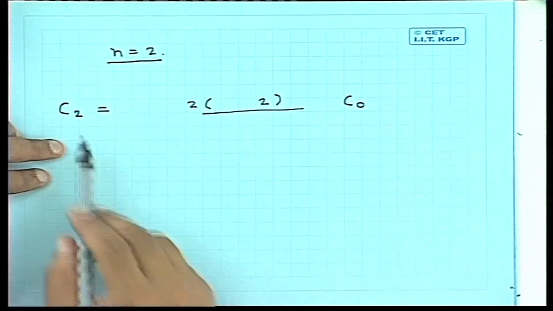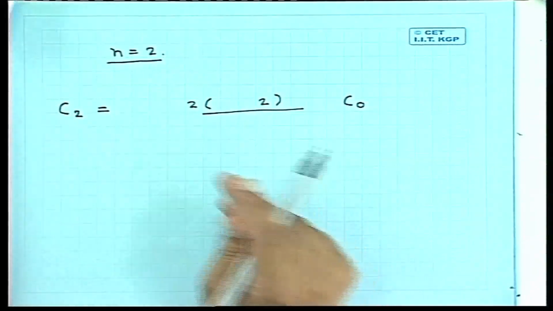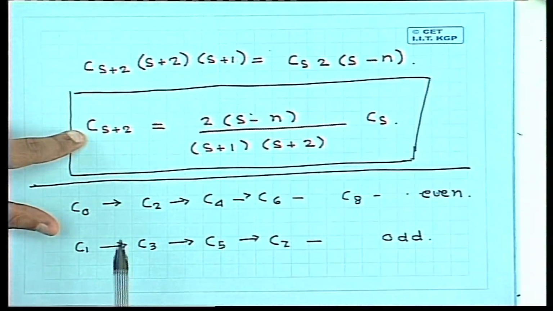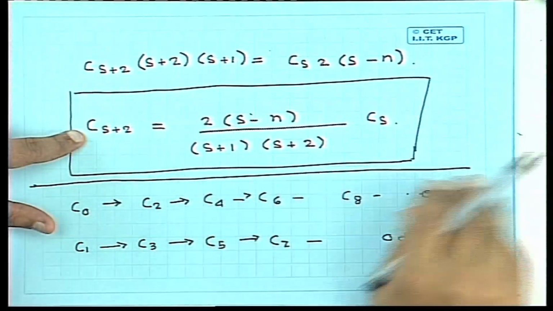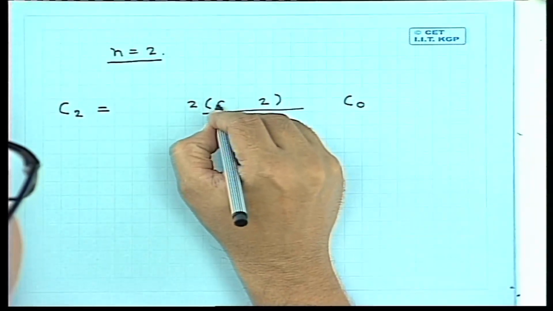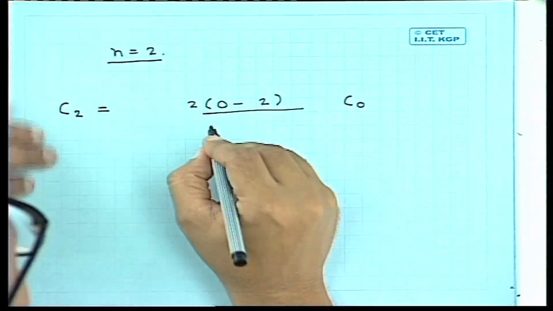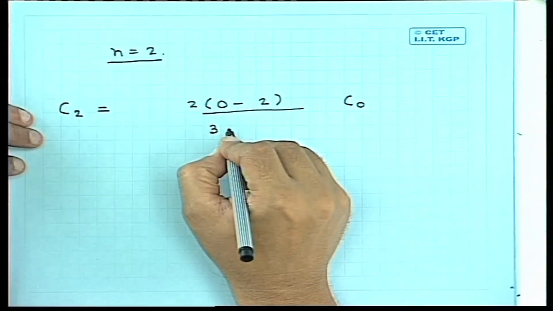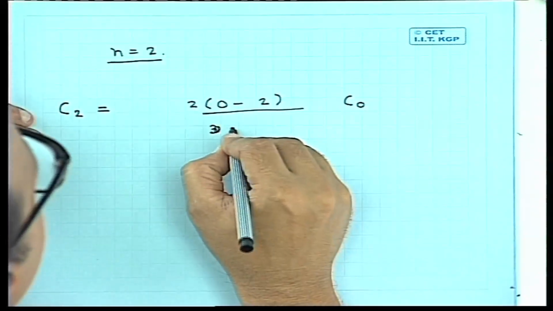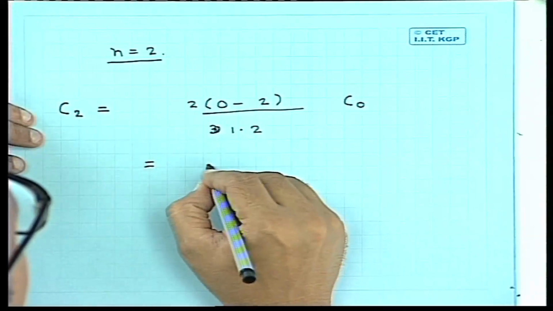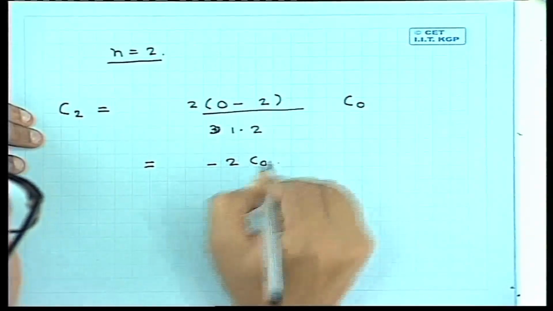So in order to calculate C2, we should set S equal to 0 in this equation. If we set S equal to 0 here, what do we get? We get C2 is equal to 0 minus 2 divided by 3. No, sorry, S equal to 0 will be 1 into 2. So this is equal to minus 2 C0.